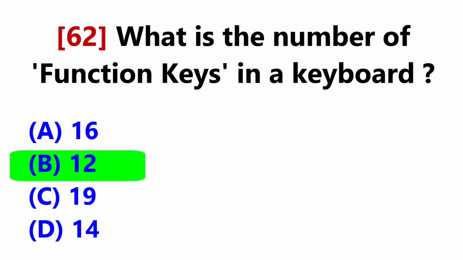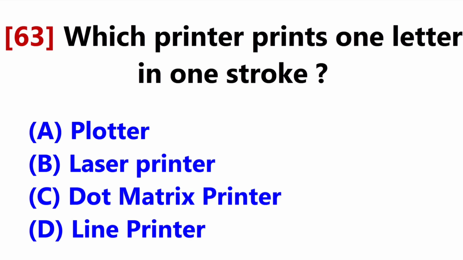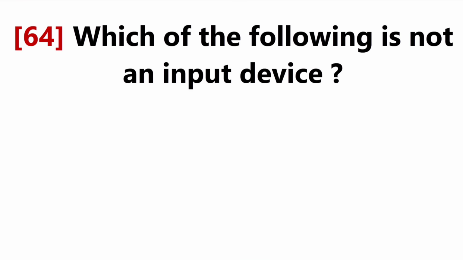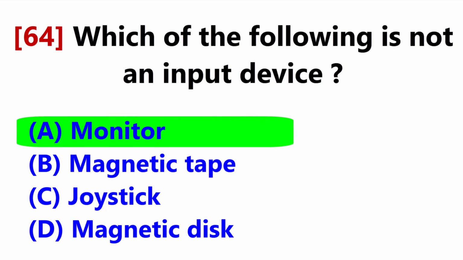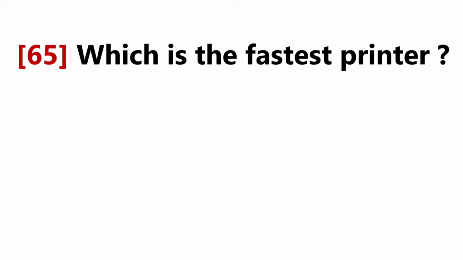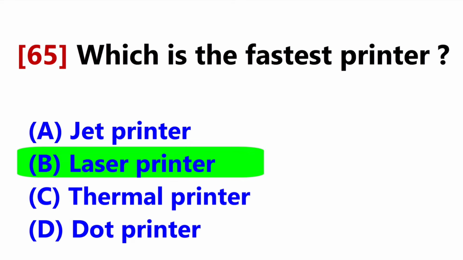Answer option B, 12. Which printer prints one letter in one stroke? Answer option D, line printer. Which of the following is not an input device? Answer option A, monitor. Which is the fastest printer? Answer option B, laser printer.